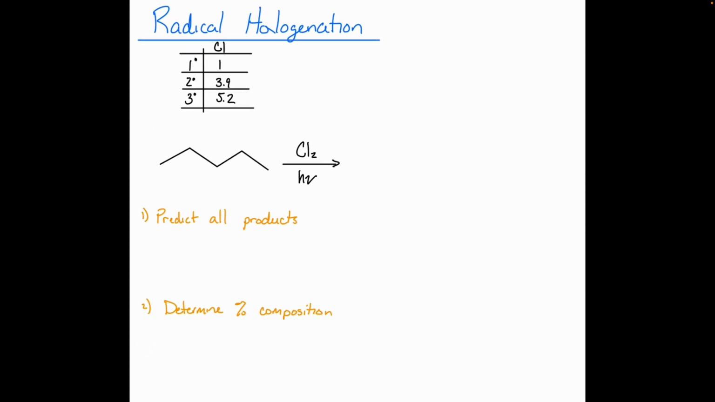Once we have those products, then we can calculate our percent composition using our reactivity factors here. And since we're talking about chlorine, we put chlorine. I give you those values for chlorine. These aren't anything you have to have memorized. They'll be given to you on your constants page. All right, so everybody take a second. Step 1, predict all of our possible products. Step 2, do the calculation to determine the percent composition of each one of those products.